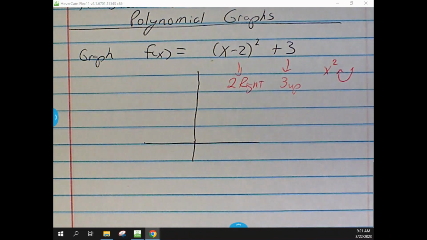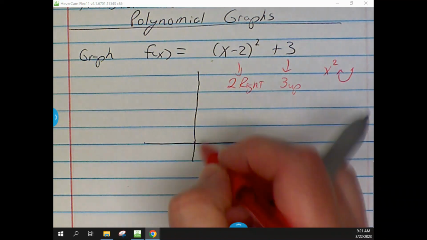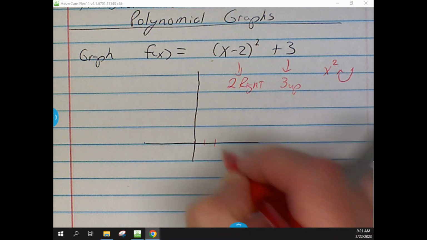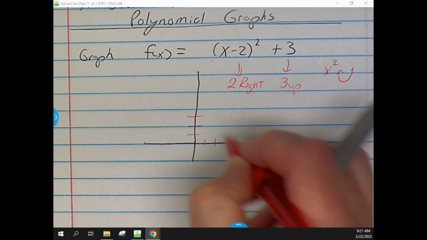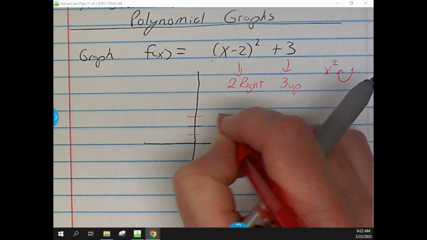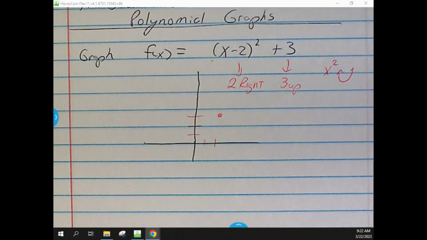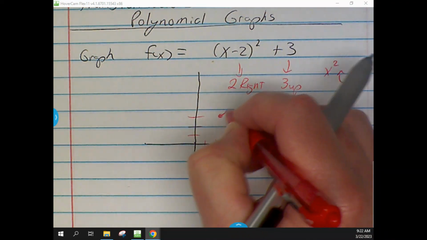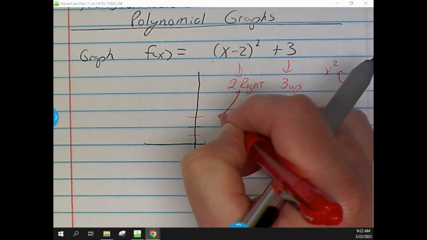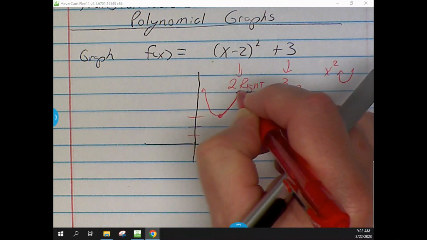In that case, we're going 3 up. So instead of being at 0, 0, we're going to go 2 spaces to the right, and then go up 1, 2, 3. That would put us right here. Normally we would pick a point and plug it in, but for what we're going to do now, we're just going to do a quick sketch of it. So we've got a graph that would look something like that.